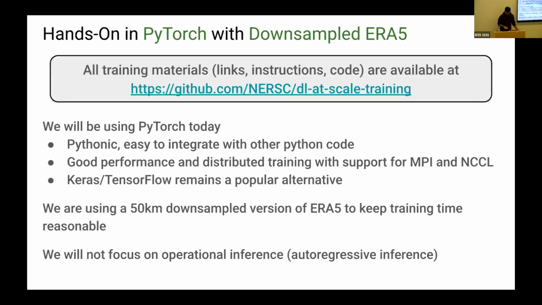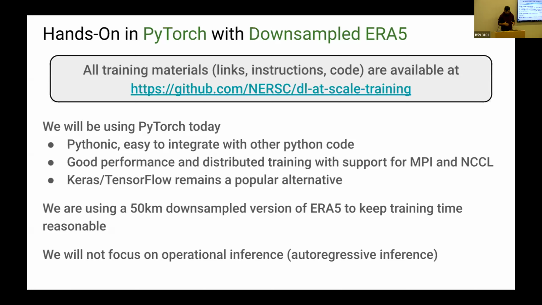The last thing is that all our hands-on is going to be in PyTorch. You can certainly do all of this in TensorFlow and Keras; they all have equivalent functions. PyTorch is what we recommend because it's very easy to integrate with other Python code, similar to Keras, and it has good performance and distributed training with support for MPI and NCCL.